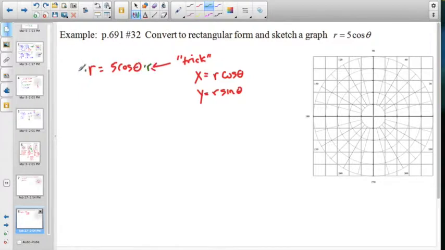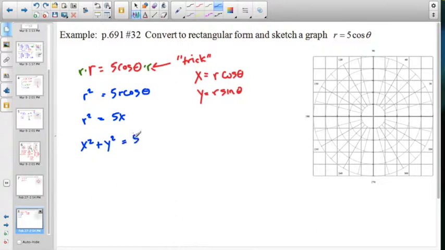It's just that I can only do that as long as I multiply the other side by r as well. So we end up having r squared equals 5r cosine theta. And we know r cosine theta is just equal to x. So we end up with r squared equals 5x. And for r squared, we have our Pythagorean theorem: we know that r squared is x squared plus y squared.